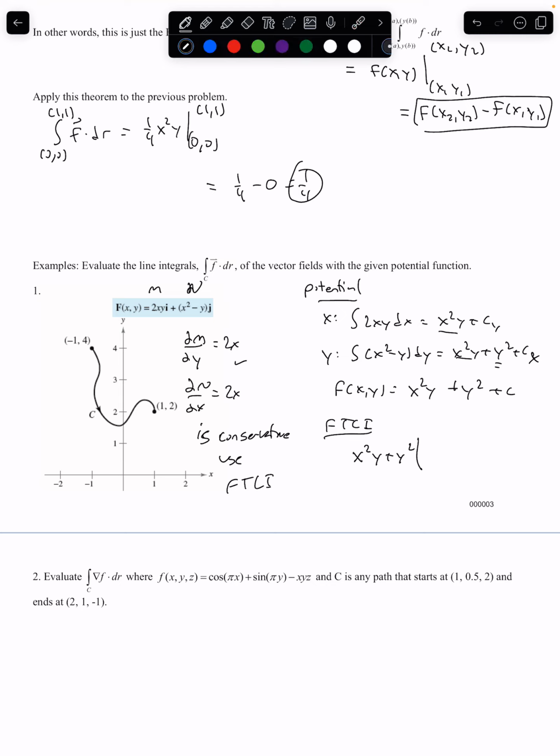I'm just going to evaluate it from my starting point, which is this negative 1, 4, to my ending point, which is 1, 2. Evaluating that using the fundamental theorem, that's just going to become 1 times 2 plus 4. Plug in the negative 1. That's just 1 times 4 plus 16. And there is your evaluation right there.